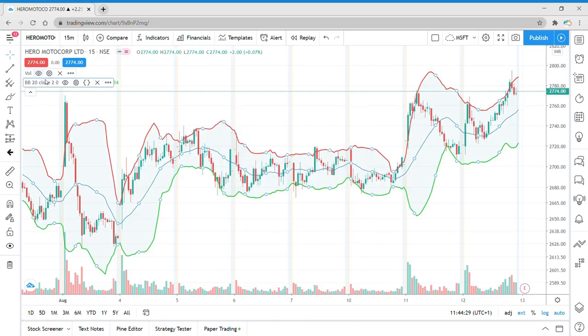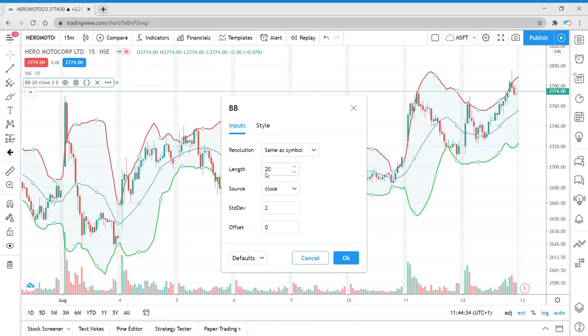Friends, the normal settings for Bollinger Bands are the length is 20, the source is close, the standard deviation is 2 and the offset is 0. So don't change any of these settings.